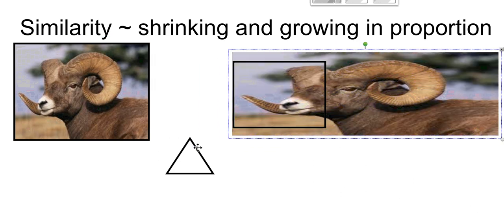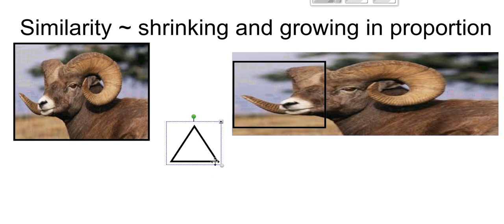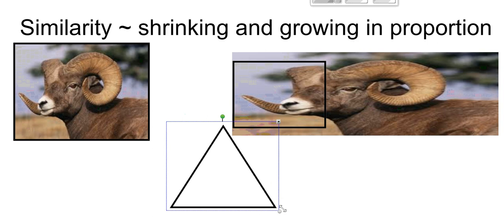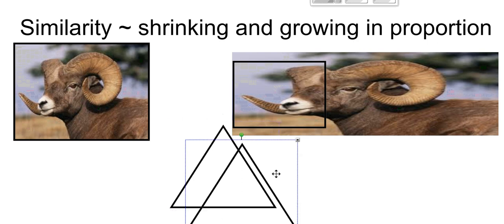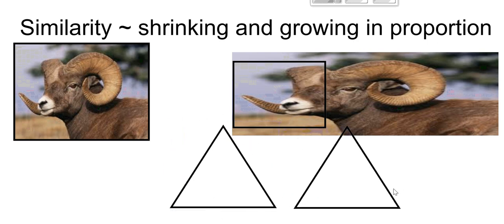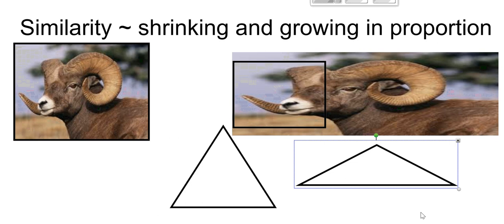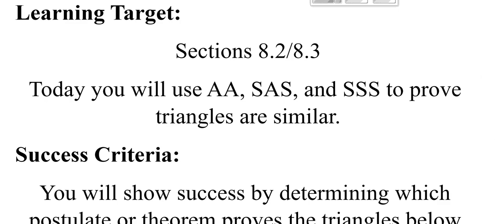So what we're going to be talking about today is looking at triangles and how do we know when triangles are similar? What kind of theorems can we establish to know if triangles are similar? If we look at that triangle and we duplicate it, we know these two triangles would be similar if one was smaller and one was larger. But how do we determine when they're not similar, so that they're not in proportion? Our goal today is to talk about these theorems to prove triangles similar.